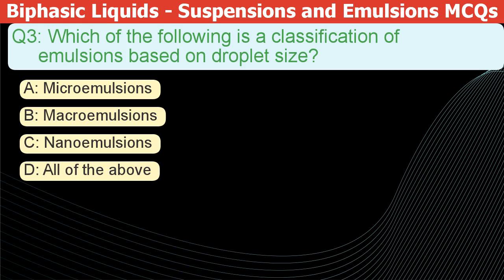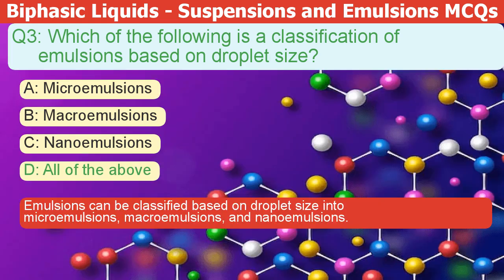Which of the following is a classification of emulsions based on droplet size? A. Microemulsions. B. Macroemulsions. C. Nanoemulsions. D. All of the above. The correct answer is D. Emulsions can be classified based on droplet size into microemulsions, macroemulsions, and nanoemulsions.